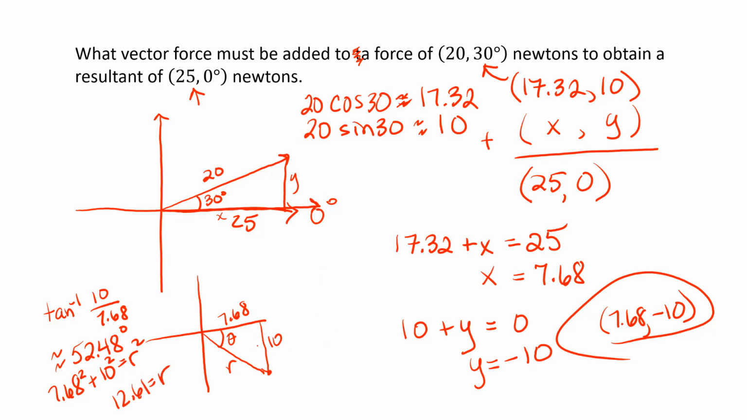And you can see that this is in the fourth quadrant, so we could write this in polar form by just writing 12.61 for r, and then writing negative 52.48° for our theta. And that would put us right there. So this would be the polar form of the vector you would add to the 20 30° to get 25 0°.